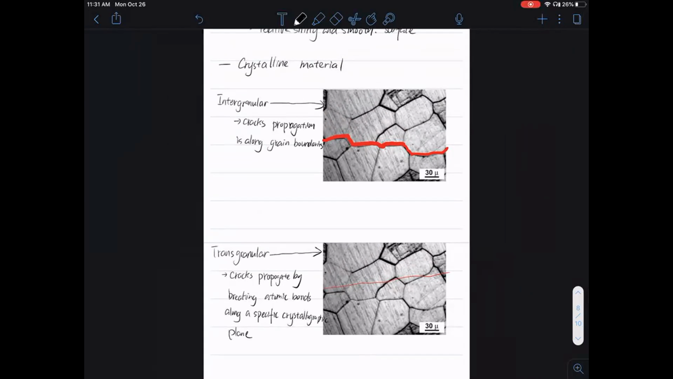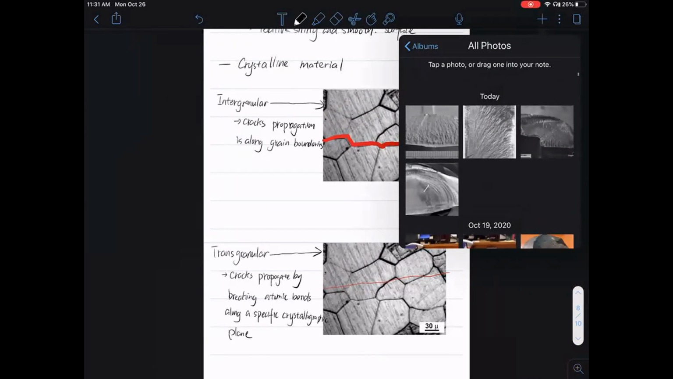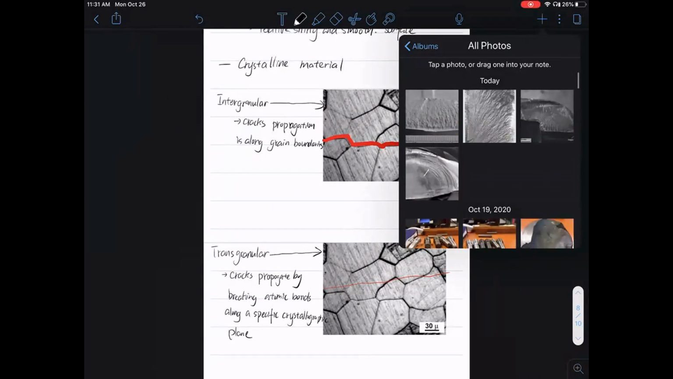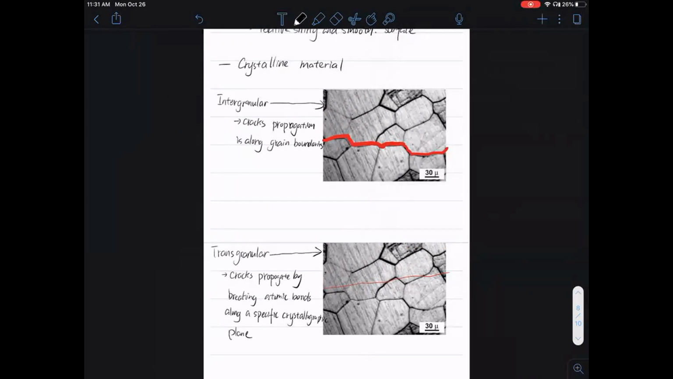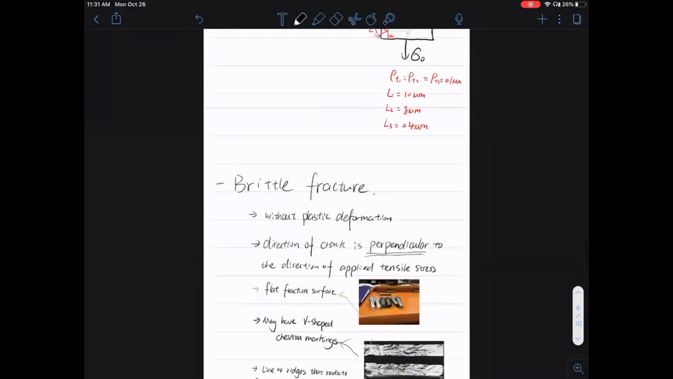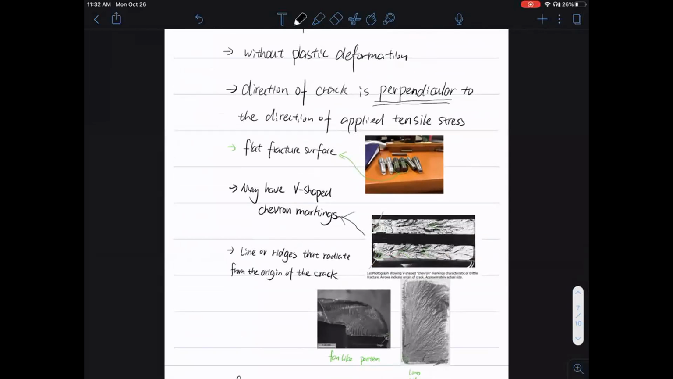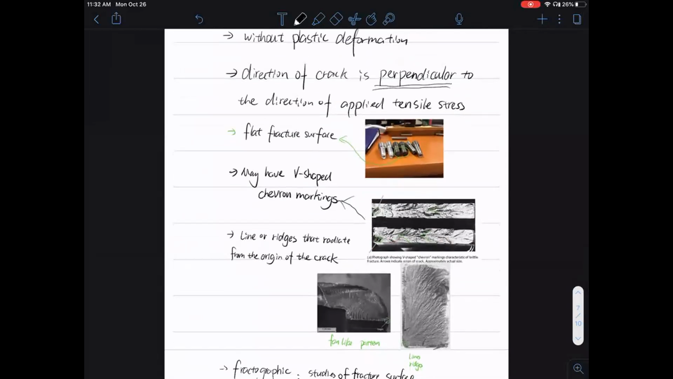All right, let's see if we have other pictures for that. Nope, I don't have pictures for that. Great. All right, any questions? That's everything we need to know about fracture surface. Let's do a quick recap here. For very brittle materials, we could have a relatively flat surface with either V shapes or ridges, lines of fan-like patterns.